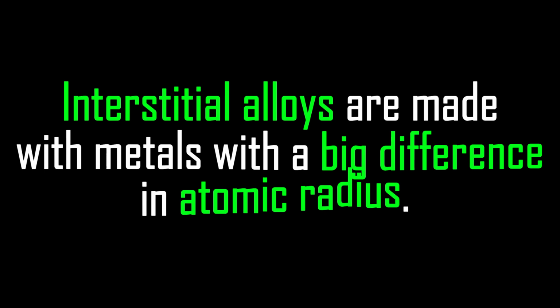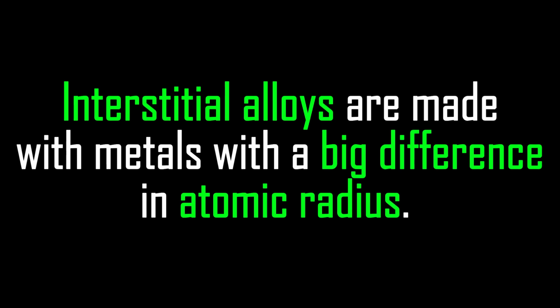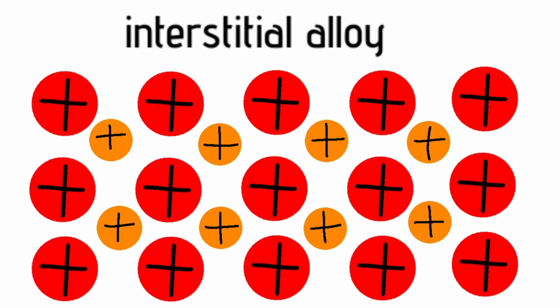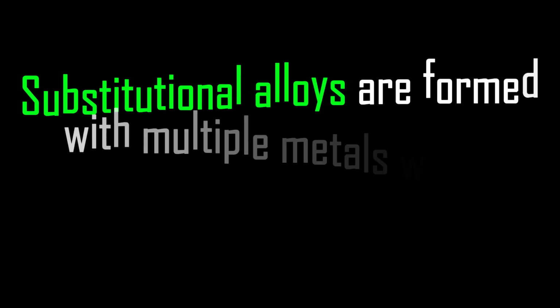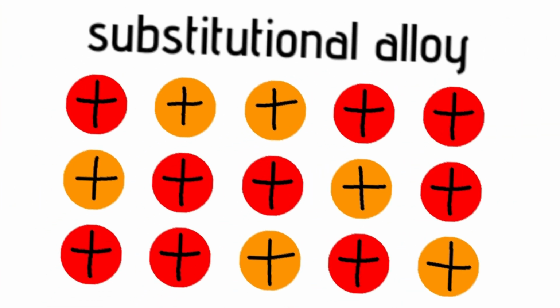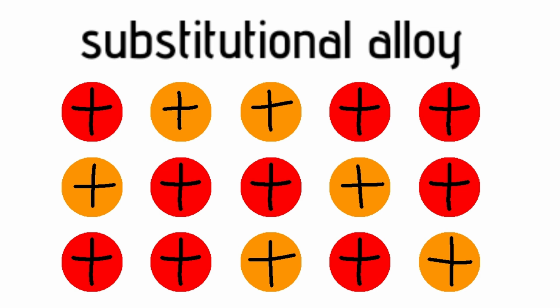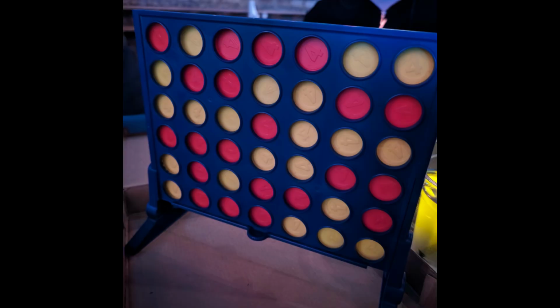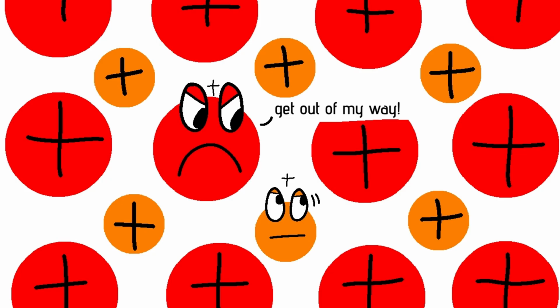Interstitial alloys are formed with multiple metals with a big difference in atomic radius. The smaller metal will try to squeeze in the gaps between the larger metal. Substitutional alloys are formed with multiple metals with a similar atomic radius. Instead of squeezing in the gaps, one metal will completely replace another metal's cations in its metallic structure, making an alloy that kinda looks like a frustrating game of Connect 4. Interstitial alloys are less malleable than their individual elements, since smaller metals fill in the gaps between larger ones, making the structure more rigid. Meanwhile, substitutional alloys are more malleable than their individual elements.